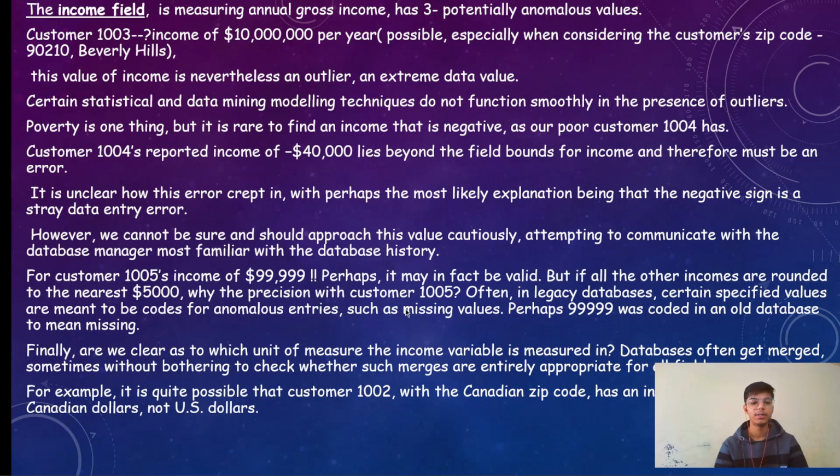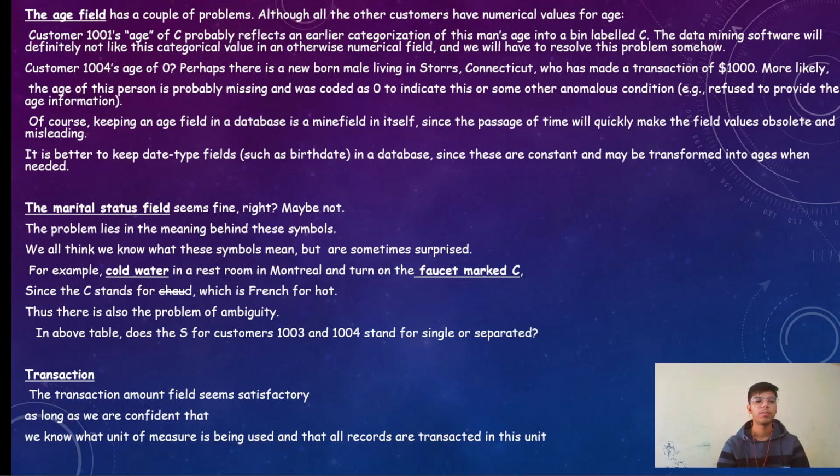Databases often get merged, sometimes without bothering to check whether such mergers are entirely appropriate for all fields or not. For example, it is quite possible that customer 1002 with the Canadian zip code has income measured in Canadian dollars, not US dollars. So it might create an imbalance, and the data set would not be that accurate.